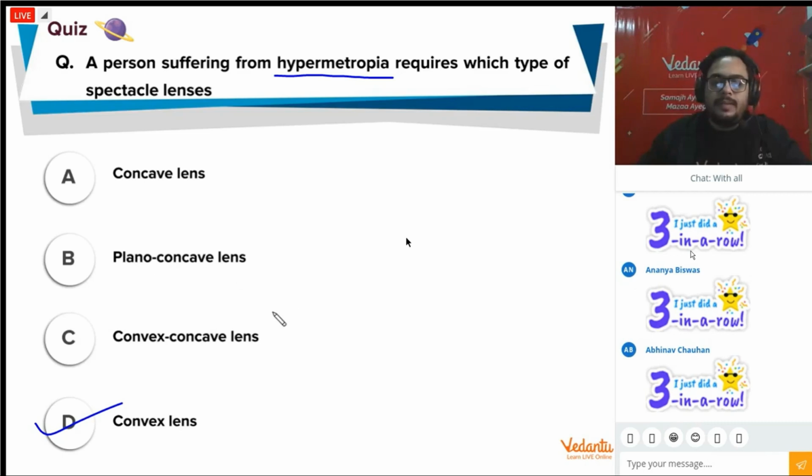Plano concave is basically a lens which is concave and plane from one side. This type of lens. One side is plane, one side is concave. Okay.